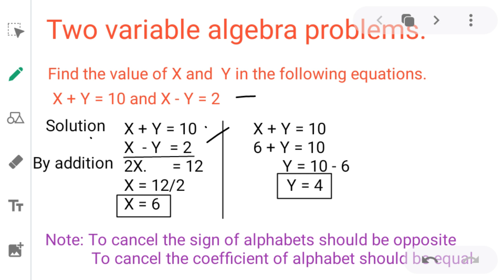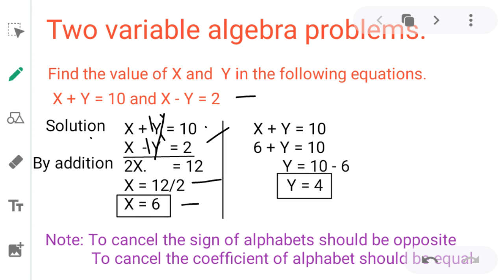Here we observe that y has coefficient 1 in both cases, and the index is also the same, that is 1. The sign of y is opposite, plus y and minus y. So plus y when added with minus y cancels, and only x remains. So x added with x becomes 2x, and 10 plus 2 becomes 12. So x is equal to 12 by 2, x becomes 6.